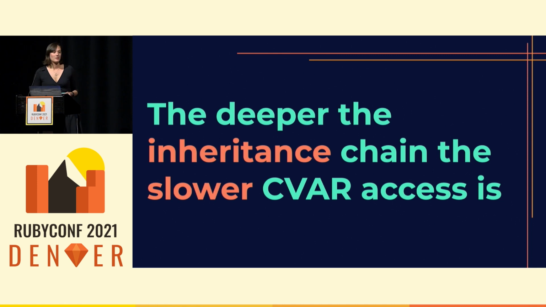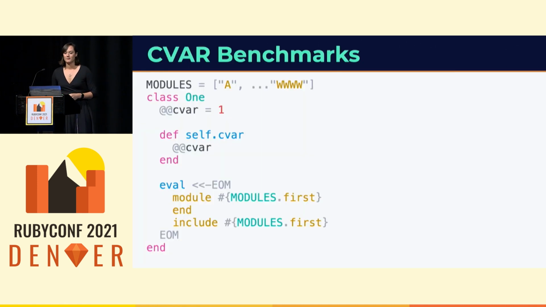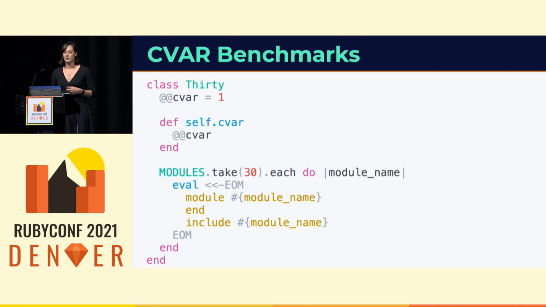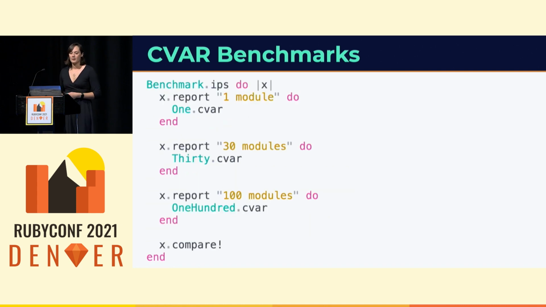So let's take a look at some benchmarks to see how slow it really is. Here we have a script that generates a list of letters that we can use for module names. Class 1 here includes 1 module, we have a second class that includes 30 modules, and a third class that includes 100 modules. In this example, we're using modules instead of classes, but the inheritance behavior is exactly the same. Then our benchmark reads the CVAR getter from each of our classes to demonstrate that when the inheritance chain is deeper, class variables get slower. Who wants to see the numbers?